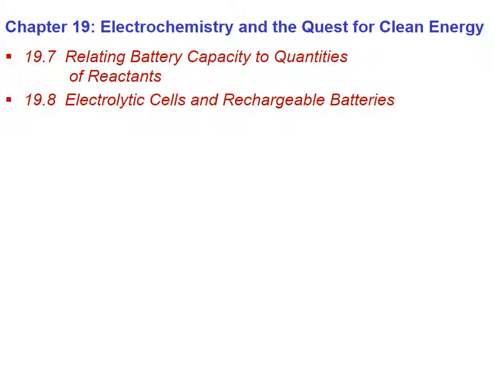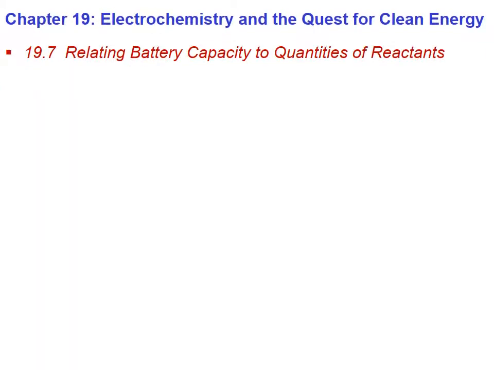The next topic that we'll look at is the concept of electrolytic cells and rechargeable batteries. So all of the cells that we've been looking at so far are voltaic cells. They are cells in which there is a spontaneous flow of electrons, and we don't have to do anything to make those electrons flow. The other kind of cells are called electrolytic cells, in which the reaction is non-spontaneous and we actually have to do electrical work to make that reaction occur. And the classic example of that is the rechargeable battery.